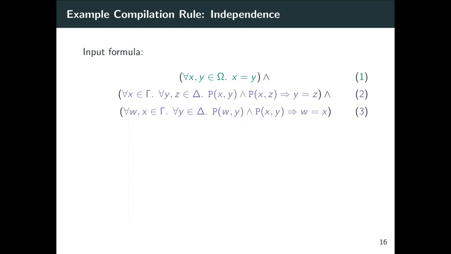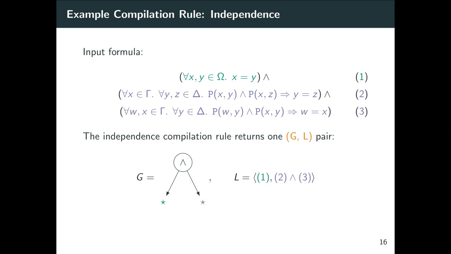Here is a simple example of independence. In this entire formula, we can notice that the first clause only talks about the domain omega, and the other two clauses talk about domains gamma and delta. So in a way, we can reason about them independently and then just multiply the model. The independence compilation rule returns this graph G with one conjunction node and two outgoing edges that are not assigned to anything yet. And then we have two subformulas, the first one and this second and third clause. Once we compile this first subformula, we will insert it to replace this green star, and compiling the second subformula will replace the purple star.